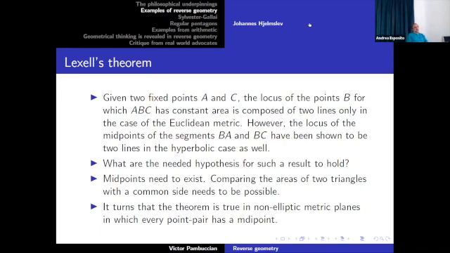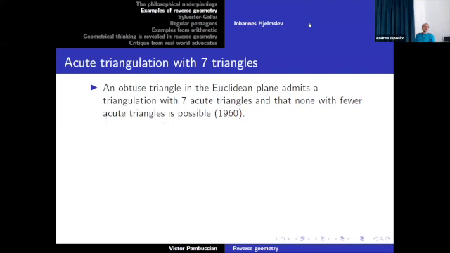All you need is non-elliptic metric planes in which every point pair has a midpoint. The proof is very complicated, and you have to rephrase it to have a meaning of area in a place where there is nothing but perpendicularity and reflections. So here's another reverse analysis, where you see how weak the geometry is that you obtain.